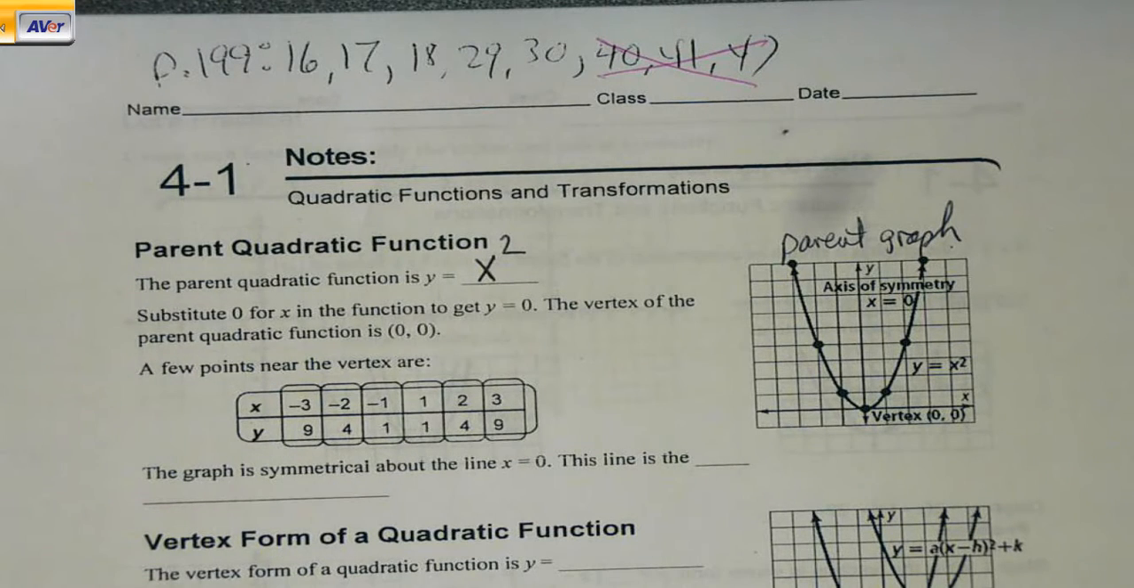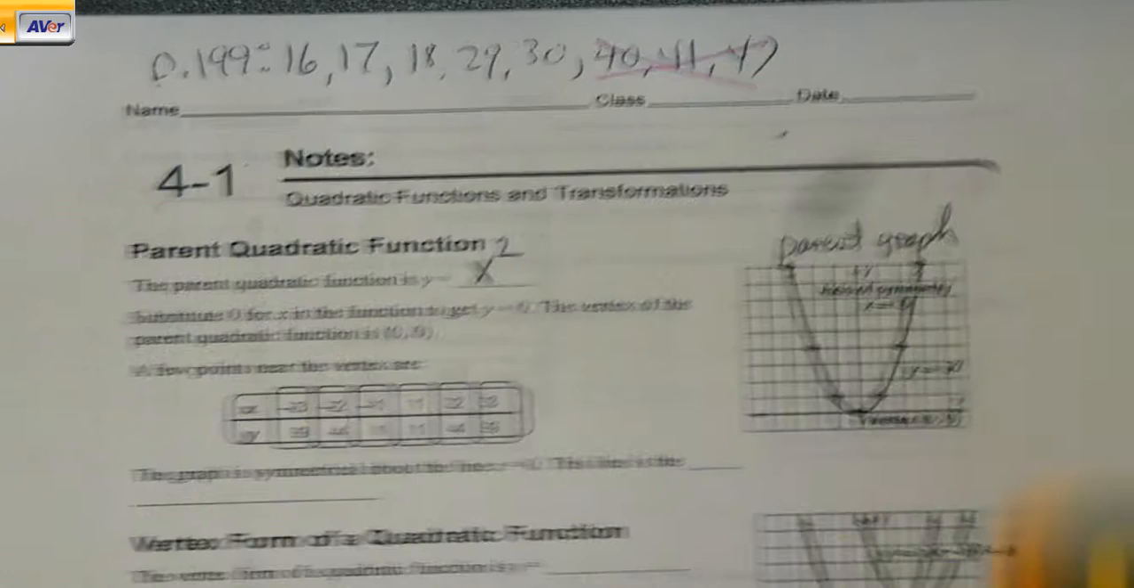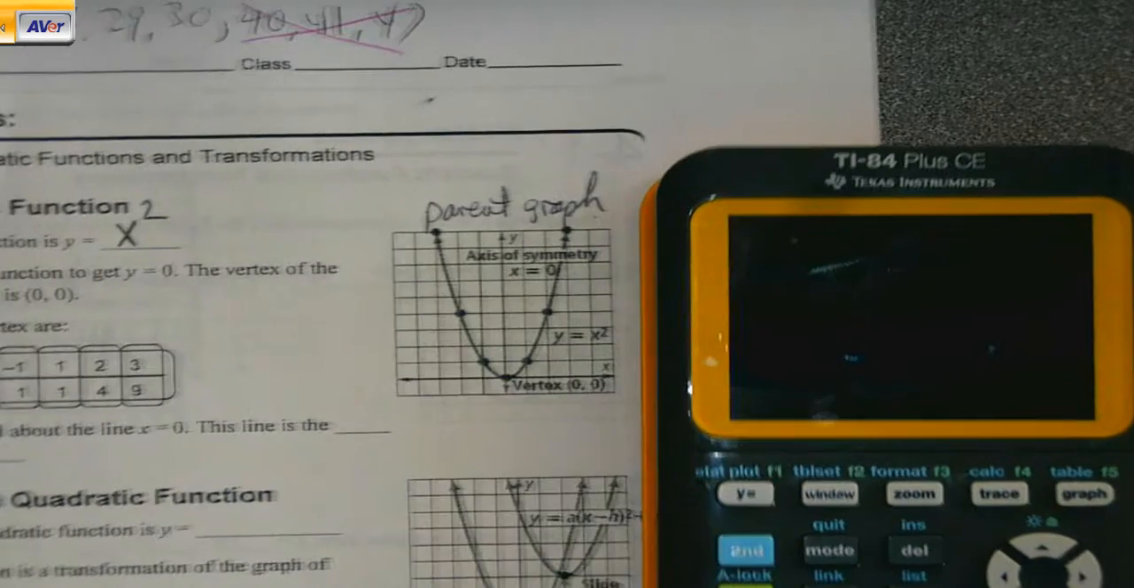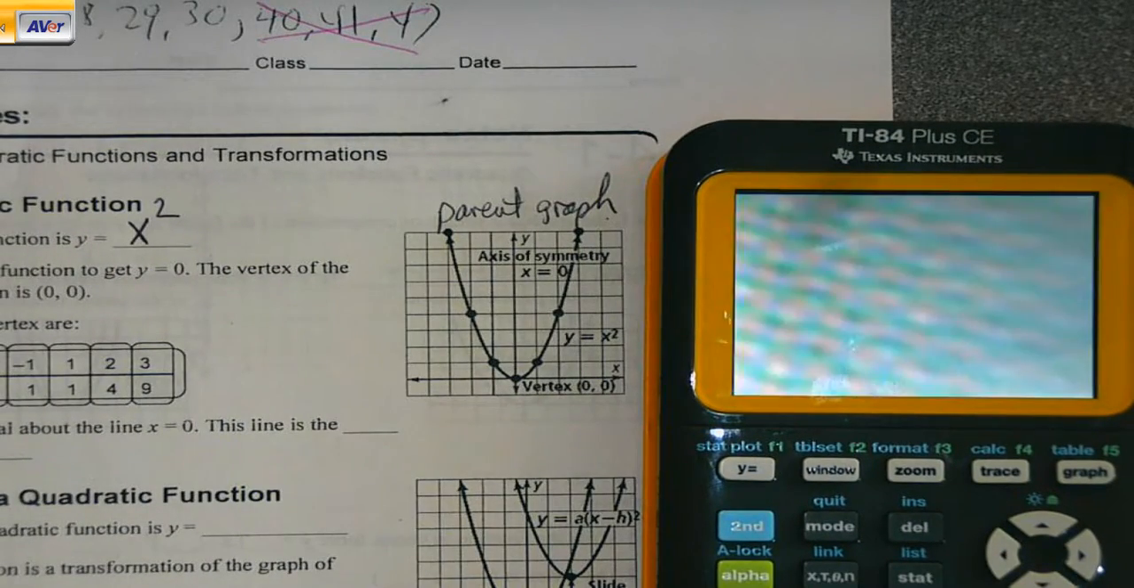So where does it come from? Because before we were always looking at a chart or something to kind of tell us how this works. The best way I can think of to kind of see a little bit of where this parent graph is coming from is to go ahead and graph it.